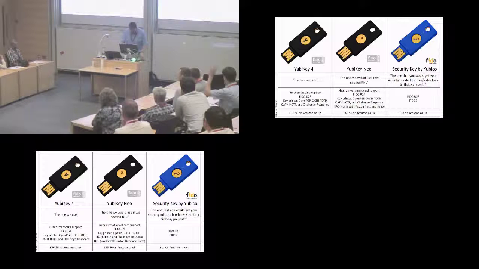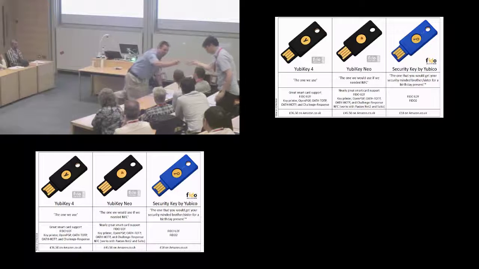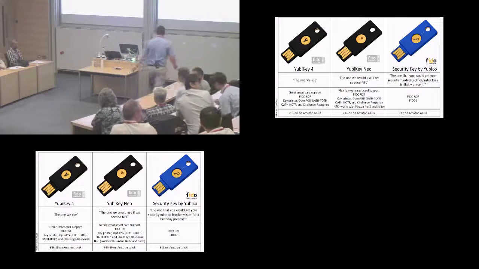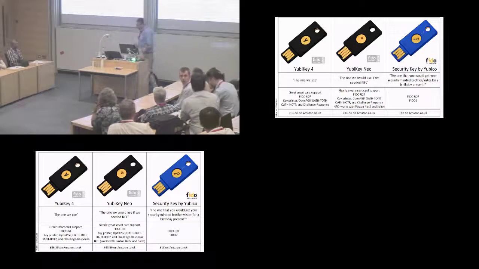Yep, which one do you want? 4 please. 1 4 and 1 Neo left. Person from Cray, how many of them have you managed to break when programming them?